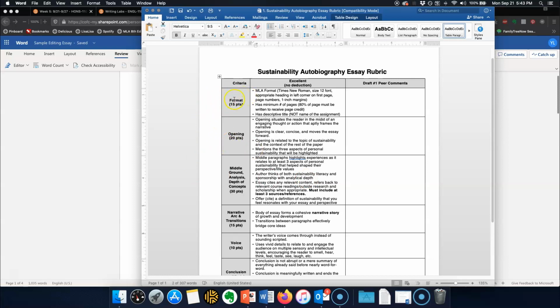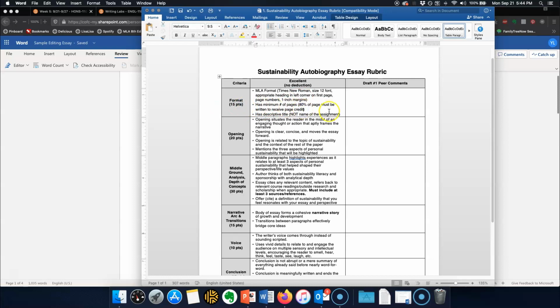So for instance, in the formatting section, there's about 15 points that you can give. Now, when I actually grade, if an essay does not have the minimum number of pages that I require, so if it doesn't have at least 80% of the page, I automatically take off 20% or 20 points. So what that means is that they lose more than this 15 points.